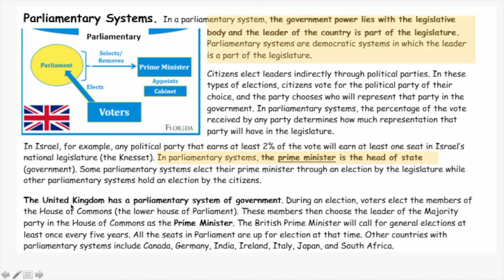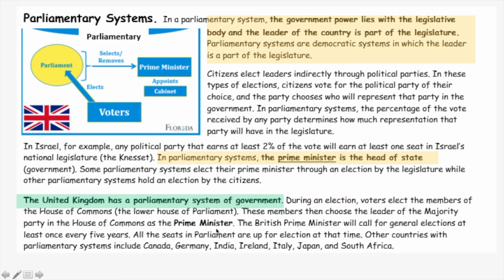It gives you your examples of the countries that have this. Let's go ahead and highlight them. The United Kingdom has a parliamentary system of government. During an election, voters elect members of the House of Commons, which is their lower house of parliament, and then these members choose the leader of a majority party in the House of Commons as their prime minister.